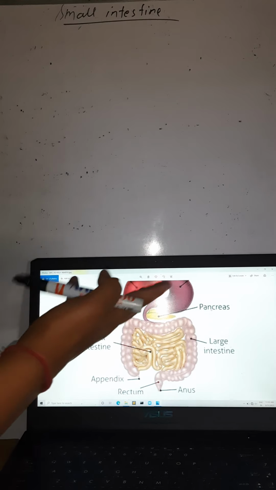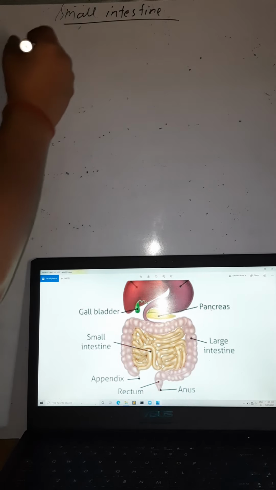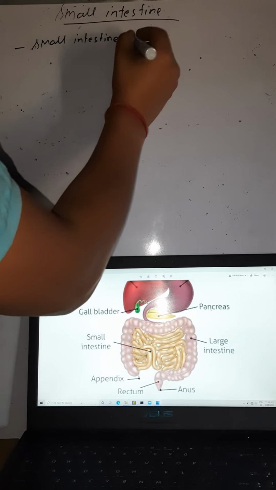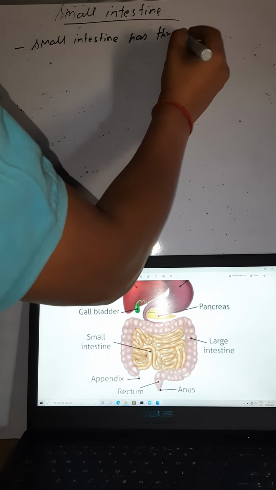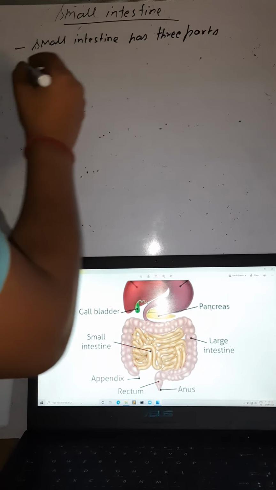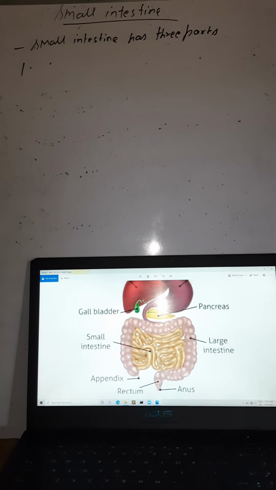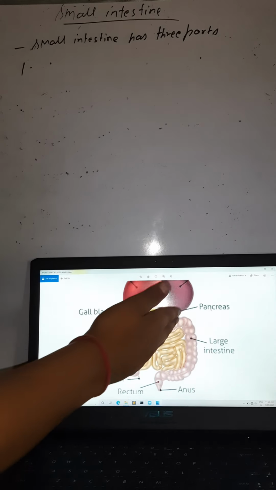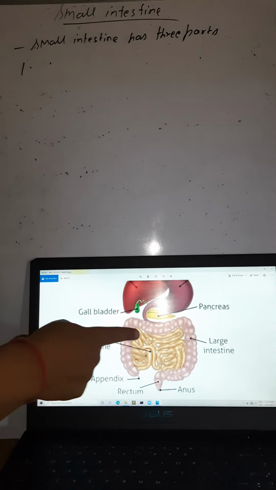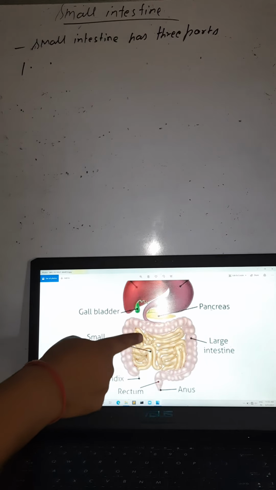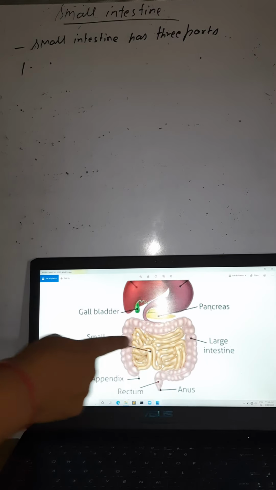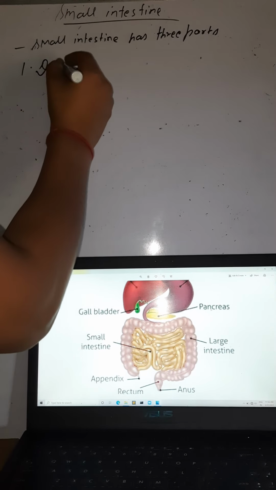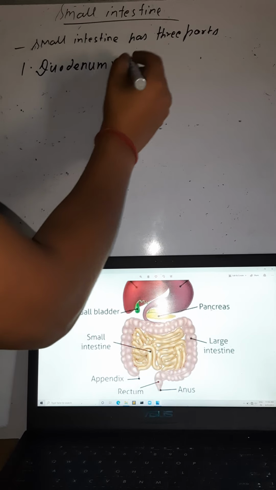The small intestine has three parts, three regions. The complete small intestine is divided into three parts. The front part, meaning where the food is entering right now, would be called the duodenum. So the duodenum is the front part.